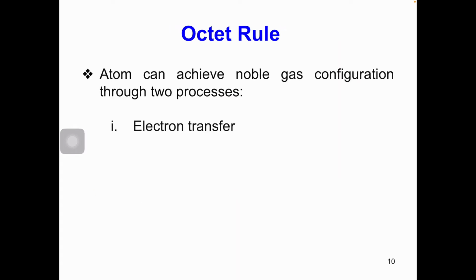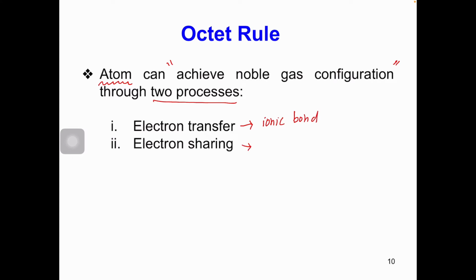Jadi atom-atom ini akan buat sesuatu in order to achieve the noble gas configuration. Sebagaimana noble gas tadi yang dah stable tadi, so atom-atom lain pun nak cuba achieve stability itu, sama ada melalui 2 process which are either electron sharing ataupun electron transfer. Electron transfer is actually involve ionic bond. Whereas for electron sharing, it actually relates to covalent bond.